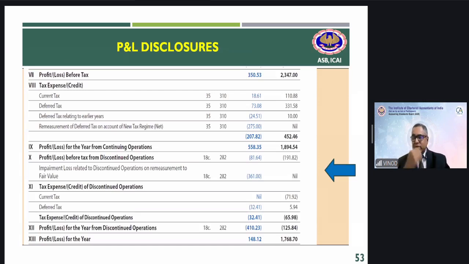An example of how discontinuing operations is disclosed. The first part is profit and loss from continuing operations. Then you will see discontinuing operations. Then you will see tax, discontinuing operation. So basically, profit and loss must be split into continuing operations and discontinuing operations. Tax also between continuing operations and discontinuing operations. That is separately disclosed.